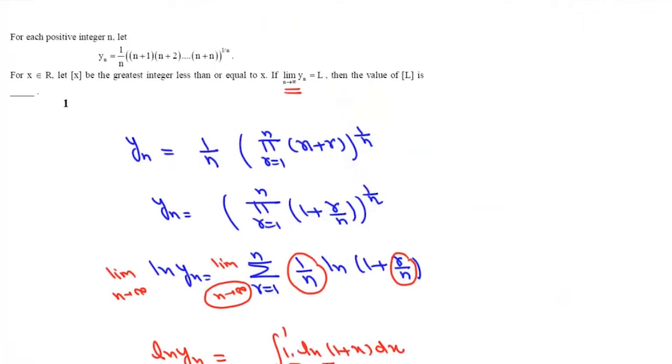Now it says we need to find the greatest integer function of this limiting value L. So the greatest integer function of L will be the greatest integer function of 4 upon e, which is 4 upon 2.7 something, which is 1 point something. So the value of this greatest integer function is 1, and that is the answer to this question.